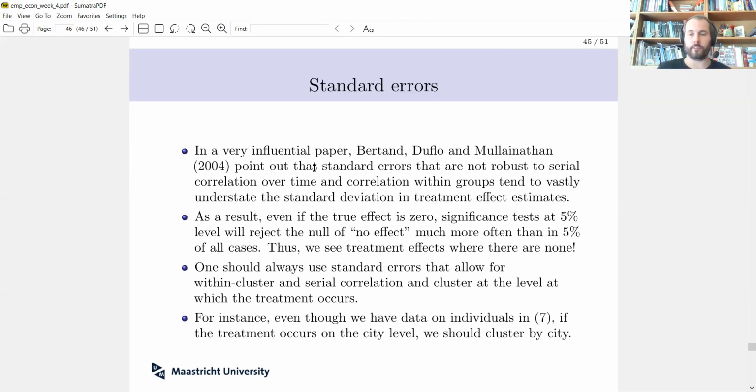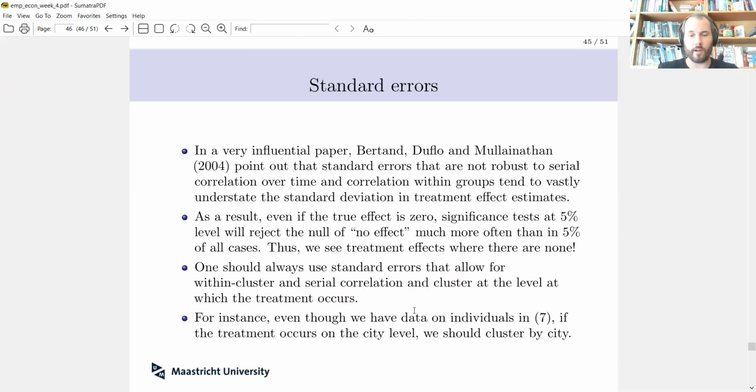We learned already about a particular type of standard error that can take care of these correlations. And the answer is basically clustering. So you should cluster at the level at which the treatment occurs.